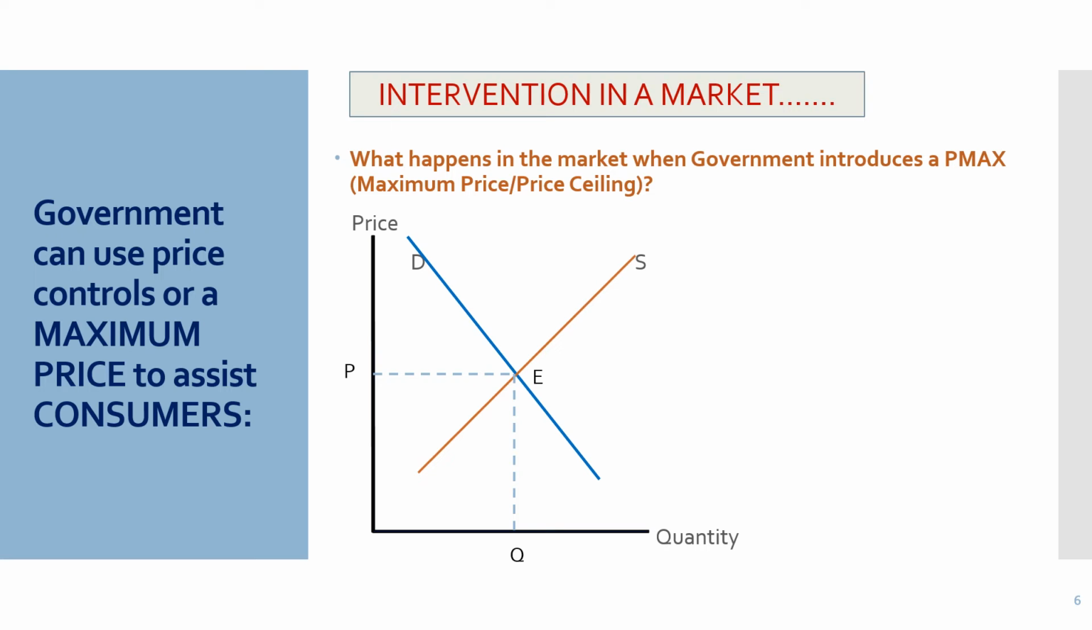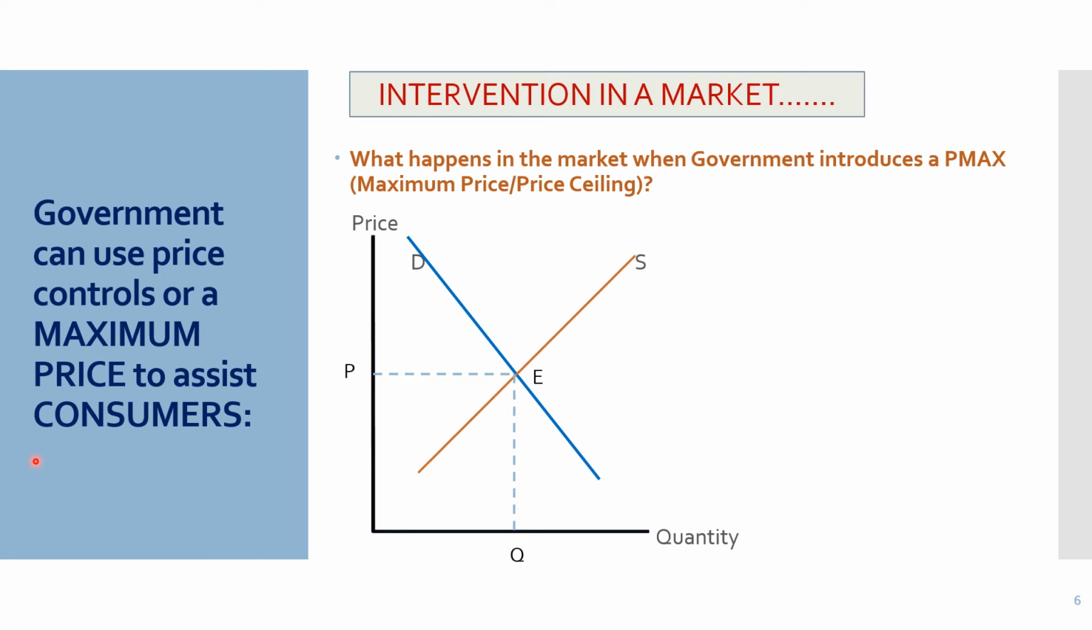So we start off here with looking first at the bit of the theory on the side there, which says government can use price controls or a maximum price to assist consumers. Let's pretend this is the market for bread and the equilibrium price at the moment is at P, and consumers believe that this is too high for them. They cannot cope with this high price and they appeal to government to please assist them.